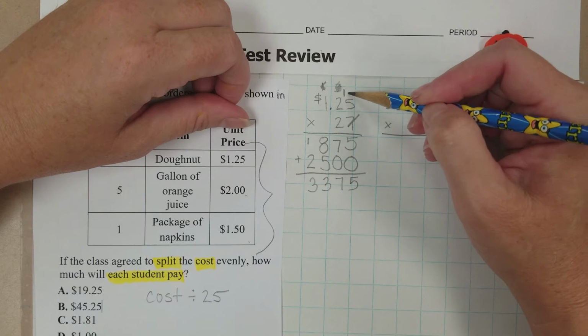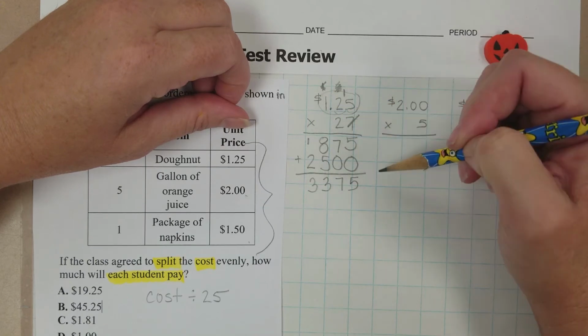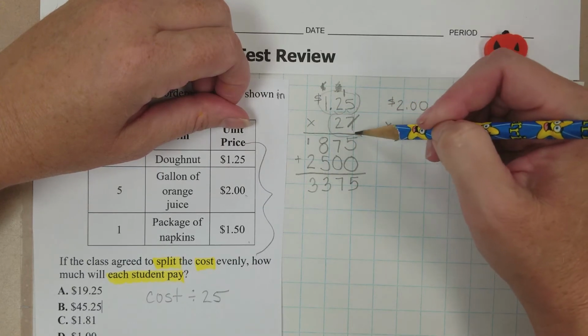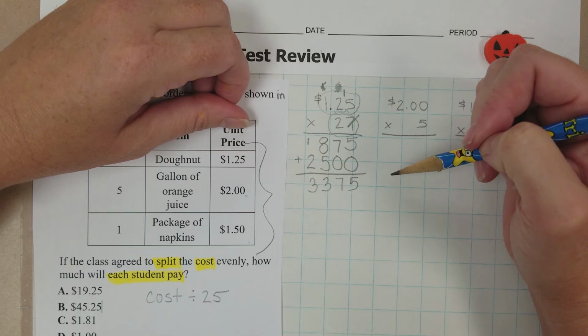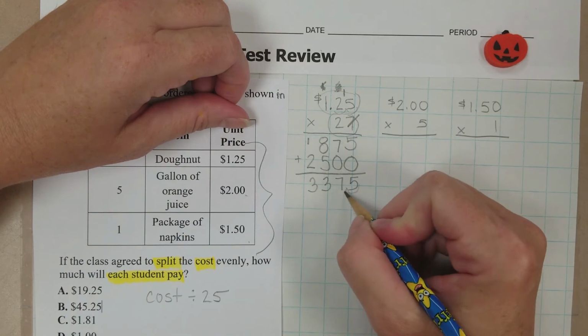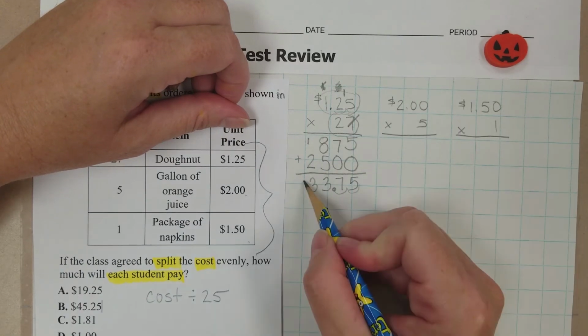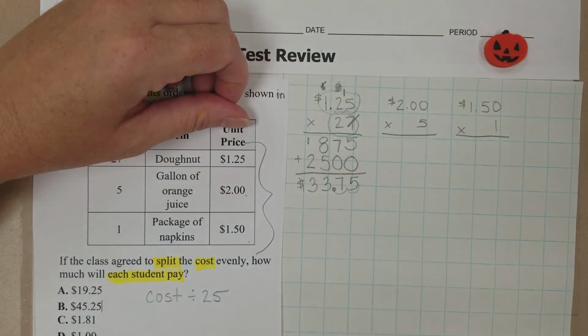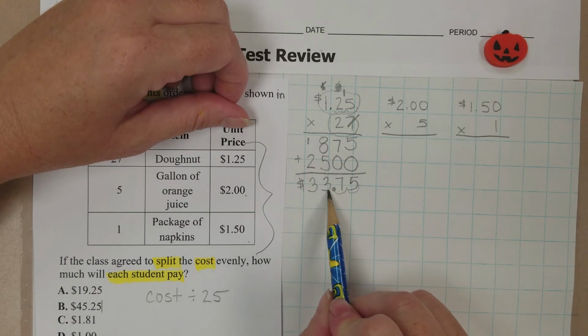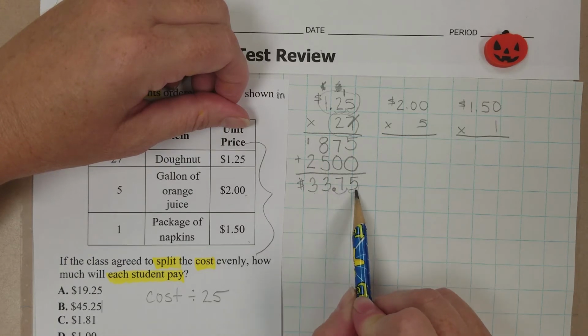There are 2 decimal places in my first factor. There are no decimal places in my bottom factor. There are 2 decimal places in my answer. They spent $33.75 on donuts.